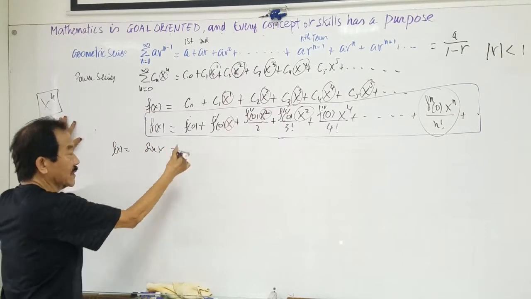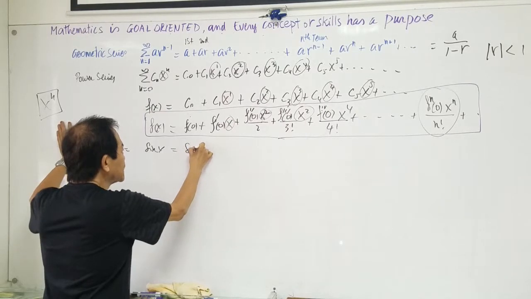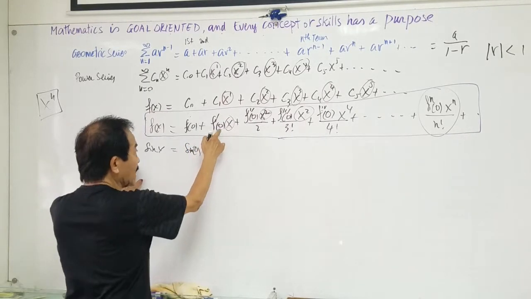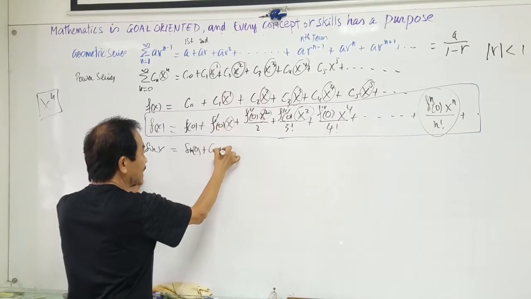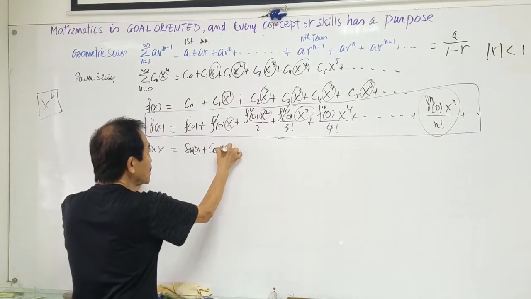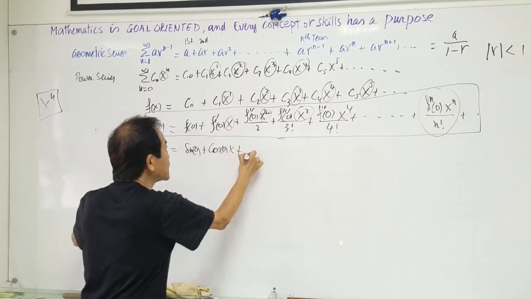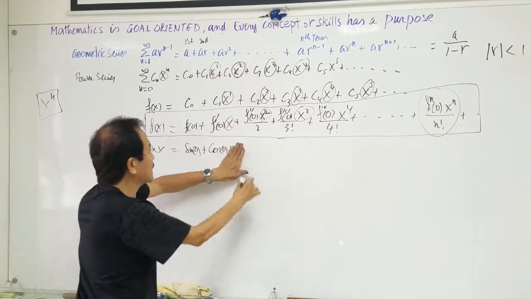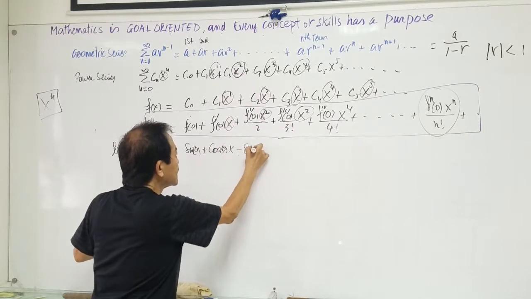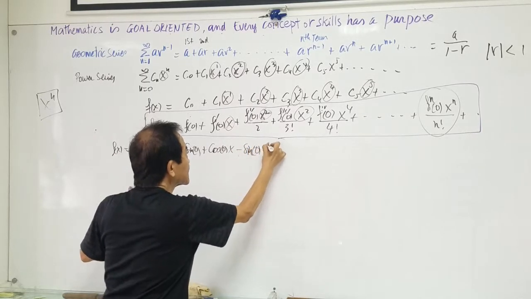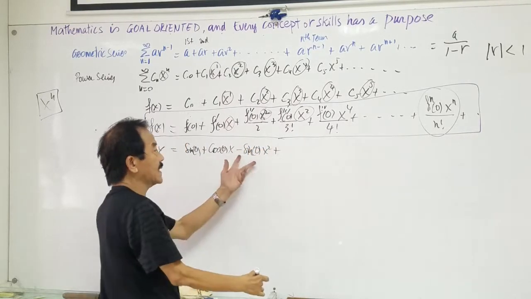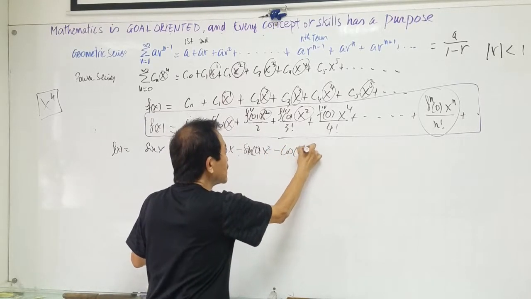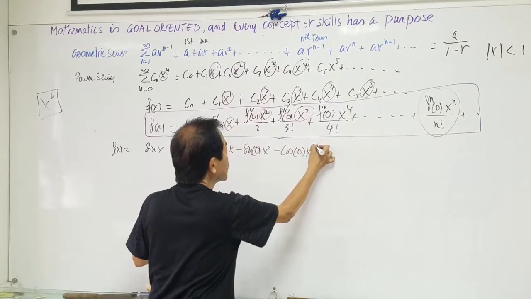So here I have to have sine of 0, right? So f of 0 is sine of 0. So f prime, the derivative of sine, equals cosine, cosine of 0, times x. Plus f second prime of 0: the derivative of cosine equals minus sine, times x squared. Then plus the derivative of minus sine equals minus cosine, cosine of 0, x to the third power.